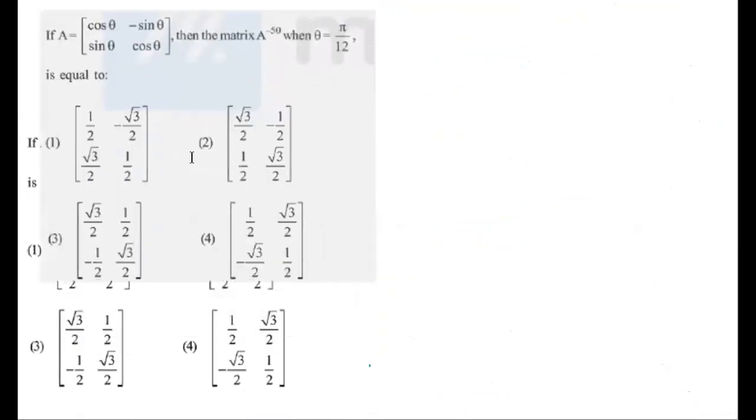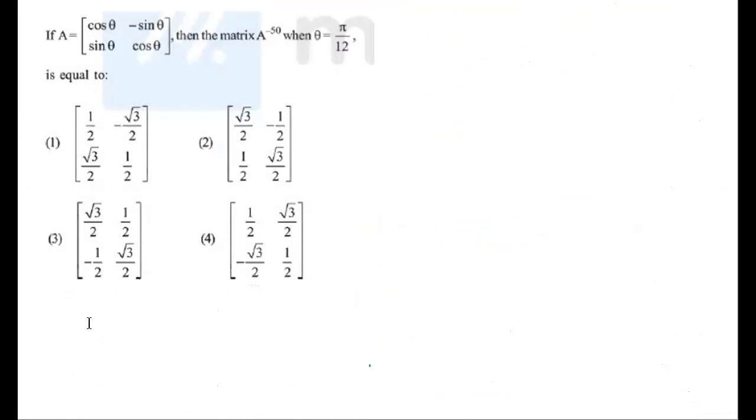I'm going to the second question. See the question what they are given. A matrix given, then the matrix A power minus 50 when theta is equal to pi by 12 is equal to... Generally, a matrix A, B, C, D. Then what is the A inverse, tell me?